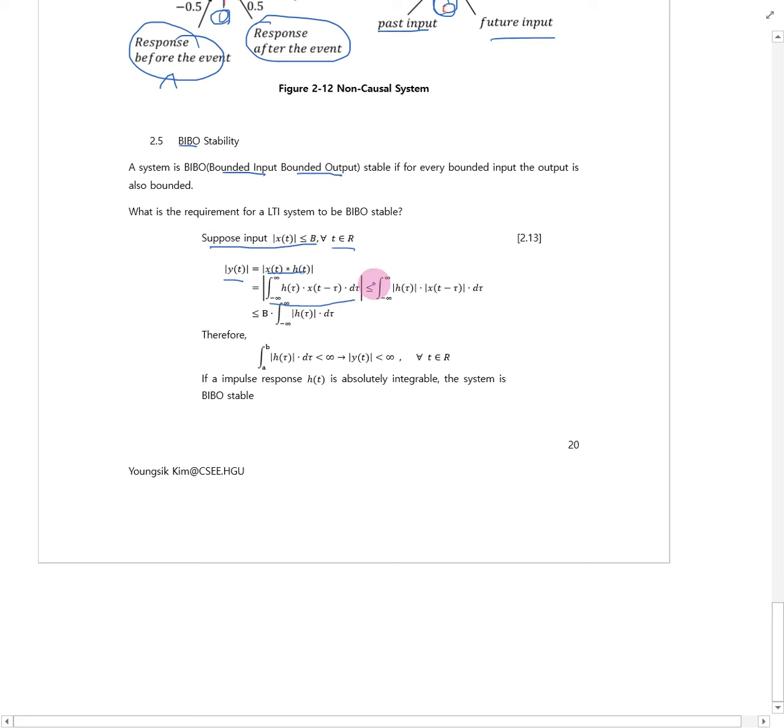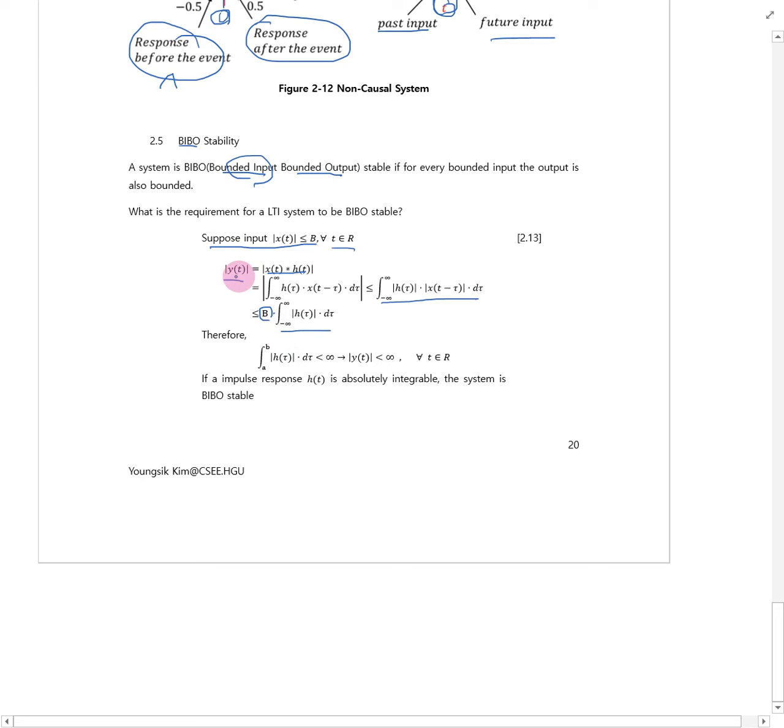But you know that the absolute value of a sum is always less than or equal to the sum of absolute values. So this one is valid. Equality applies when all the internal components are positive. So we can say this convolution output is always less than this value. But we assume that the input is bounded. So the maximum value of the input is less than B. So we can safely write this, and this should be bounded.